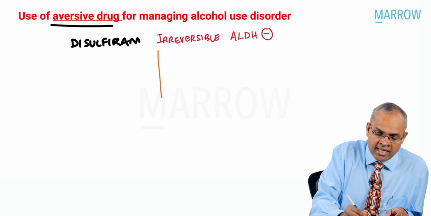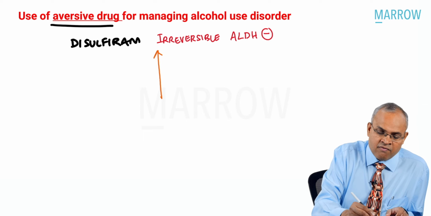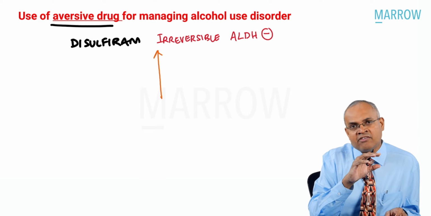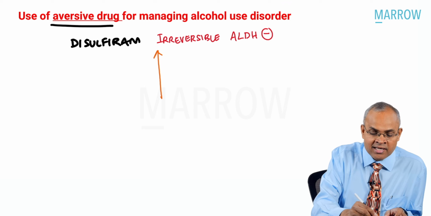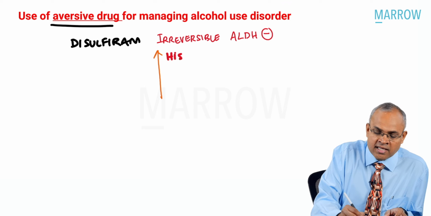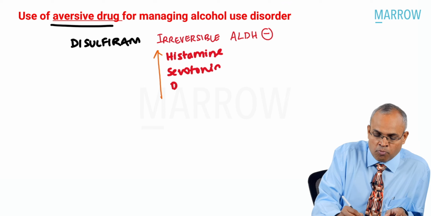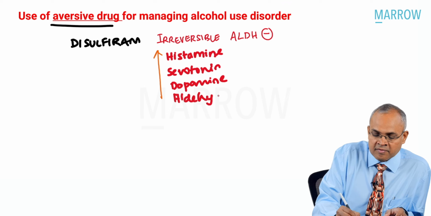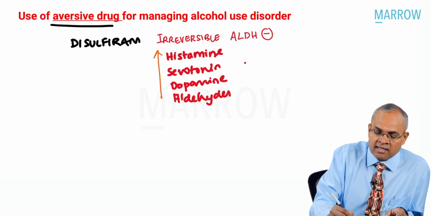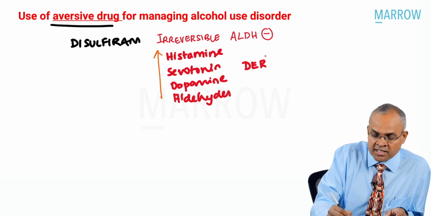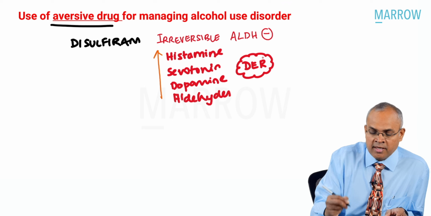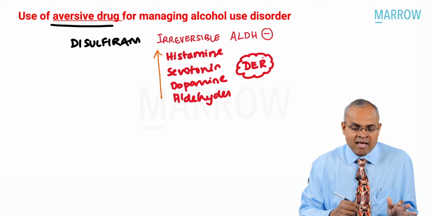What does it do? When a patient is on disulfiram and takes alcohol, it increases the level of histamine, serotonin, dopamine and, of course, aldehydes. That is what is called the disulfiram ethanol reaction, which can happen.